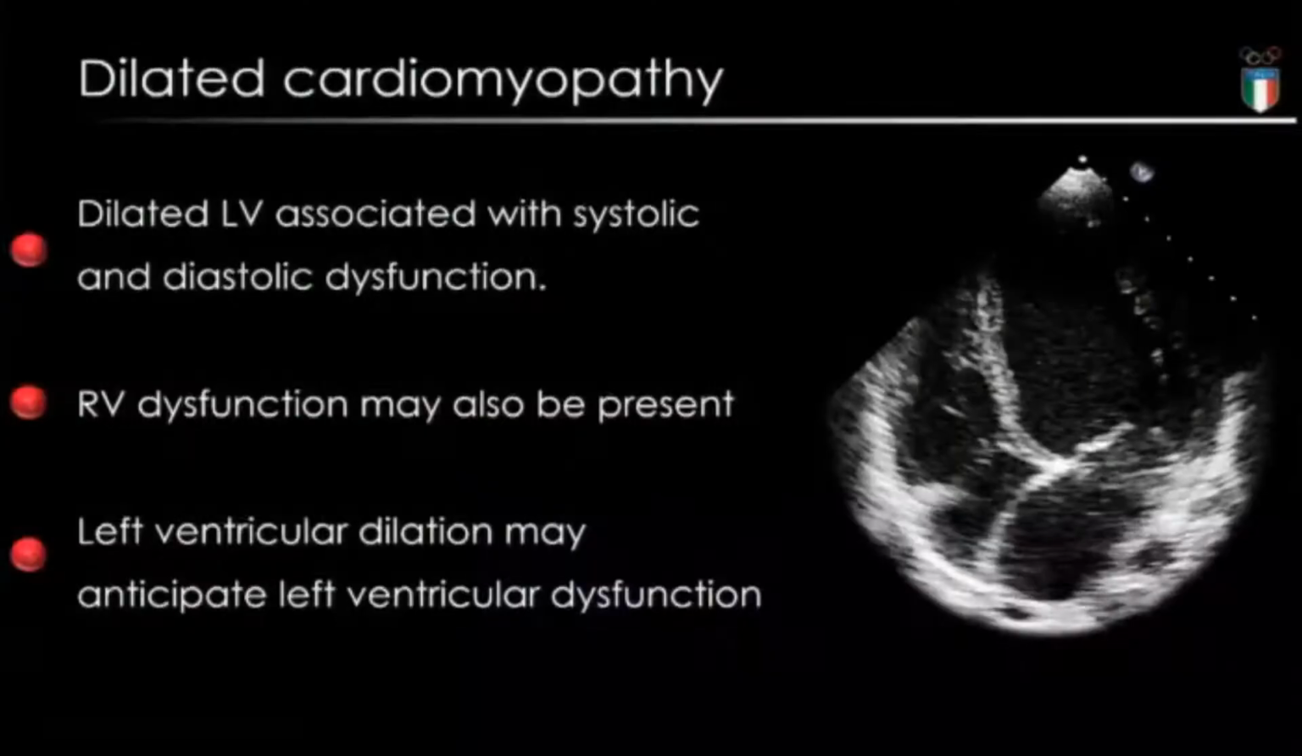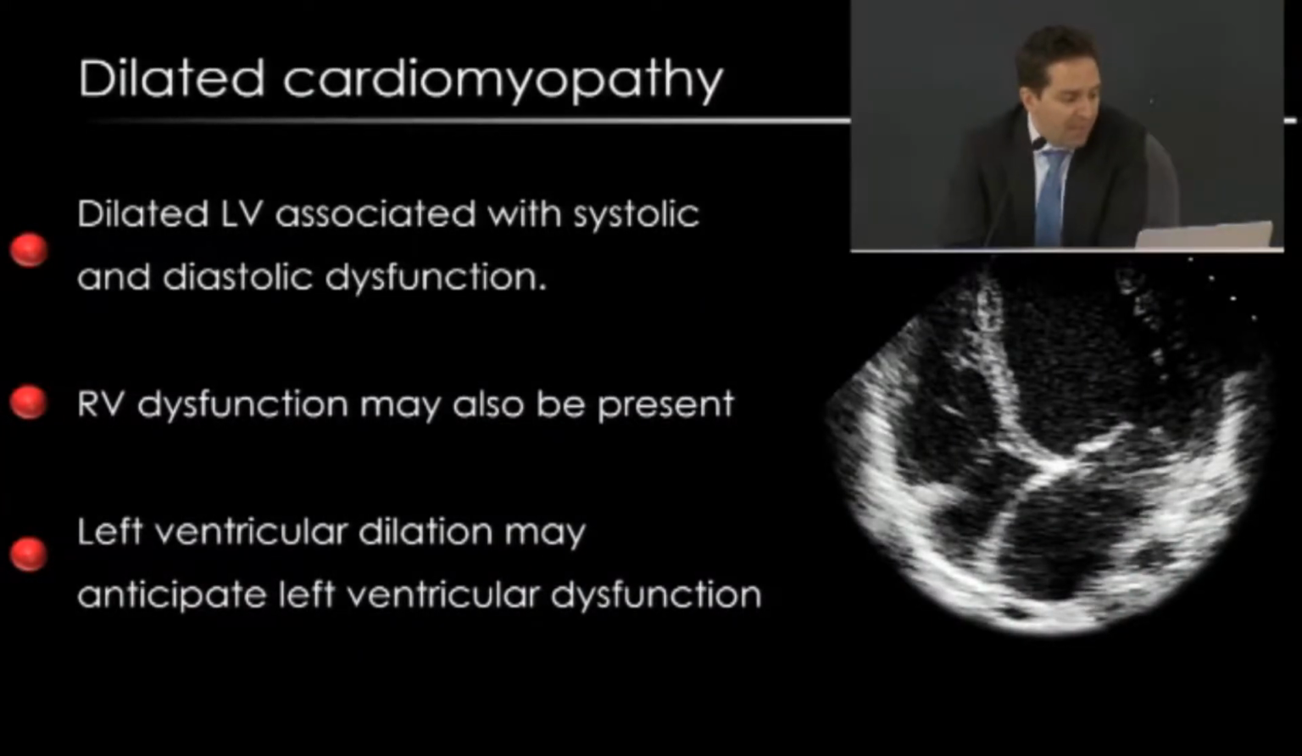Okay, so dilated cardiomyopathy is a disease of the cardiac muscle, and the typical phenotype is a dilated left ventricle associated with systolic and/or diastolic dysfunction, most commonly systolic dysfunction. Right ventricular dysfunction may also be present even at earlier stages of the disease, and it is important to notice that left ventricular dilation may very frequently anticipate left ventricular dysfunction. So you have a large left ventricle that after years may develop left ventricular dysfunction.